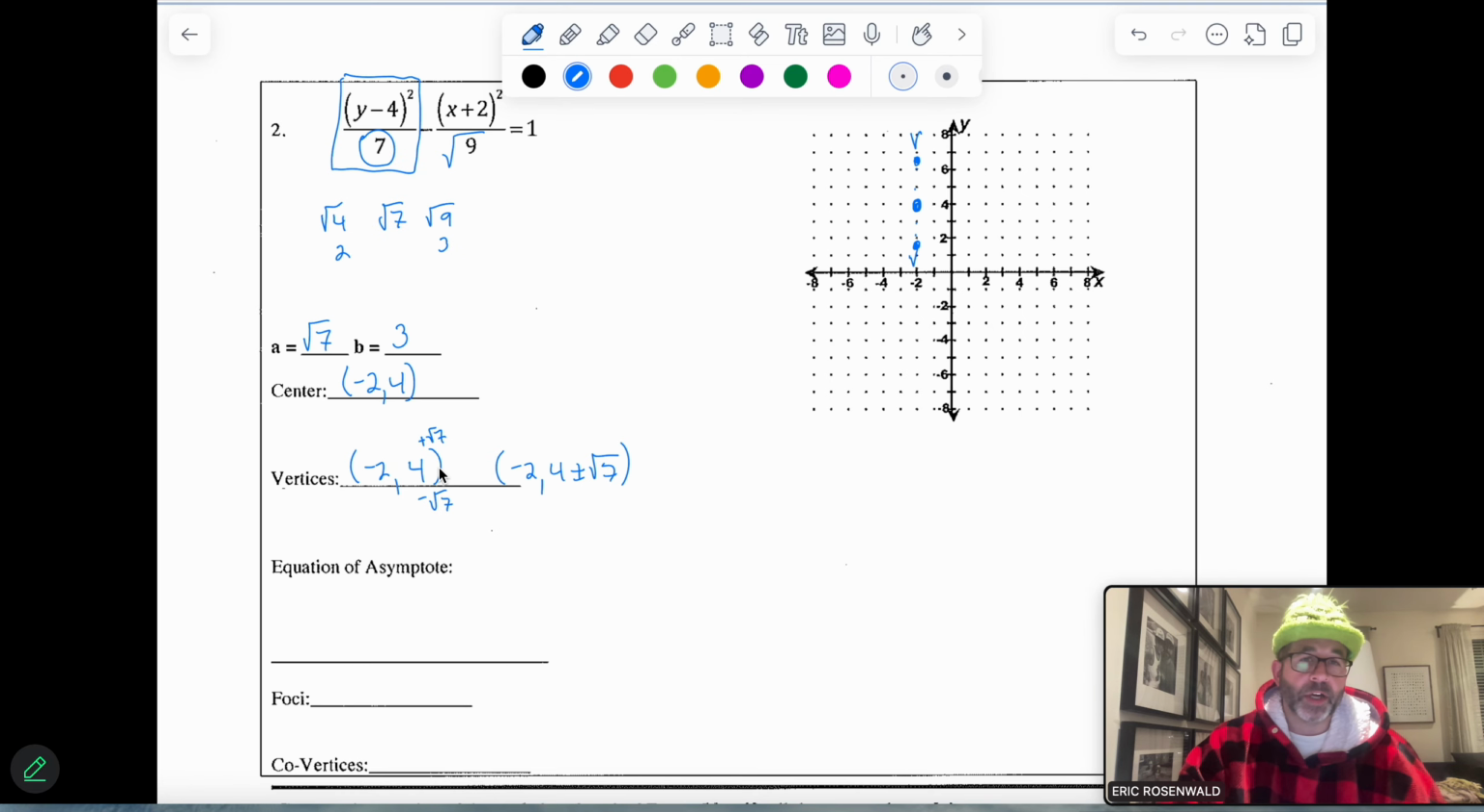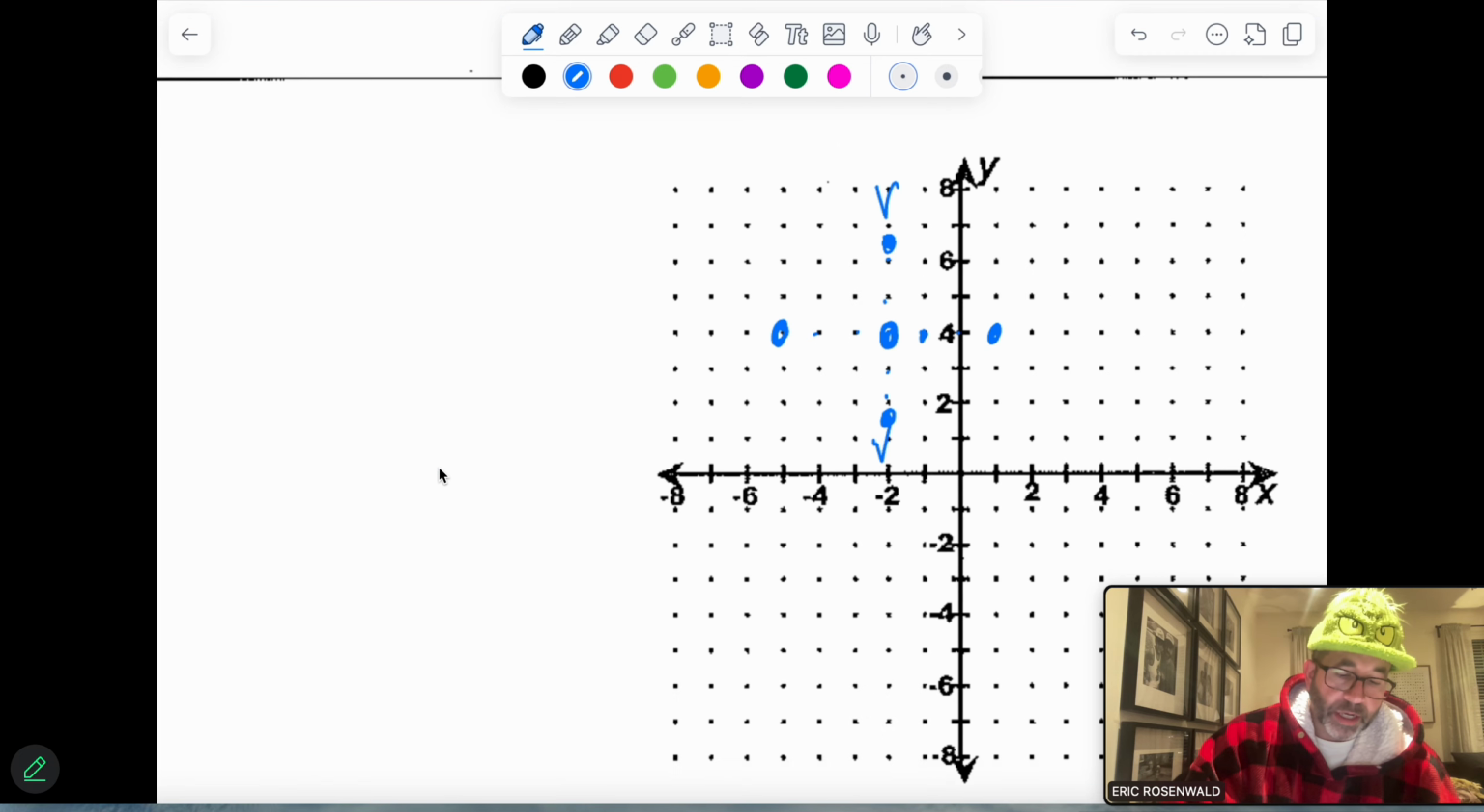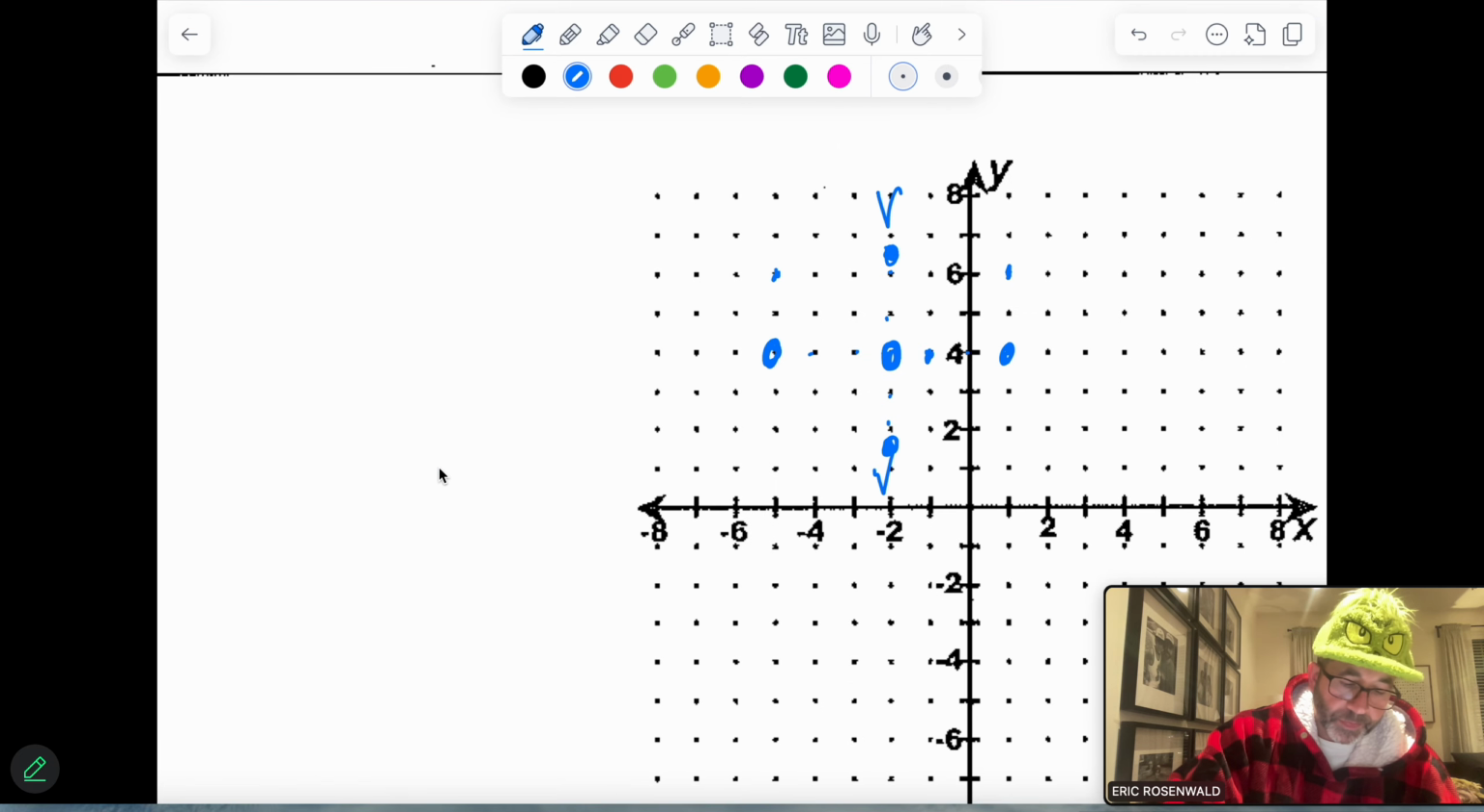Okay, that's going in the y direction. For my x direction, we're going to go 3 to the right and 3 to the left. So 1, 2, 3. 1, 2, 3. We're going to go ahead and make our points on the corners. Okay. Oops, those are terrible points, but you get the idea.